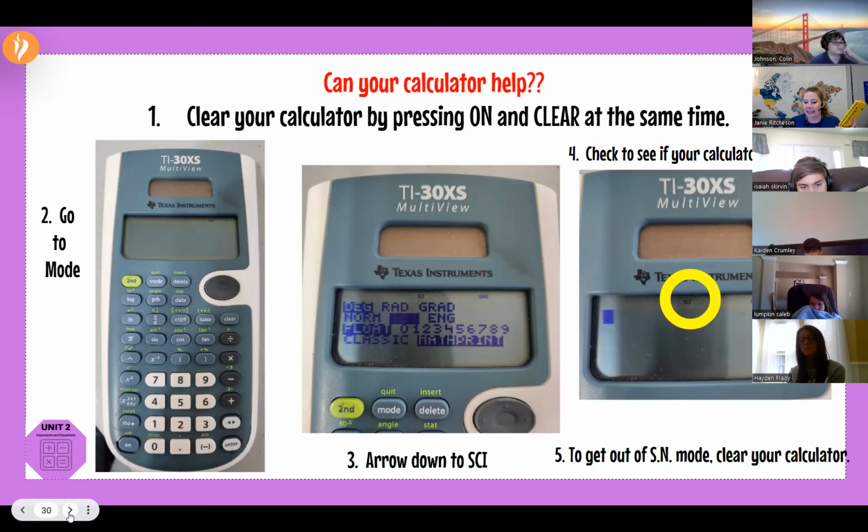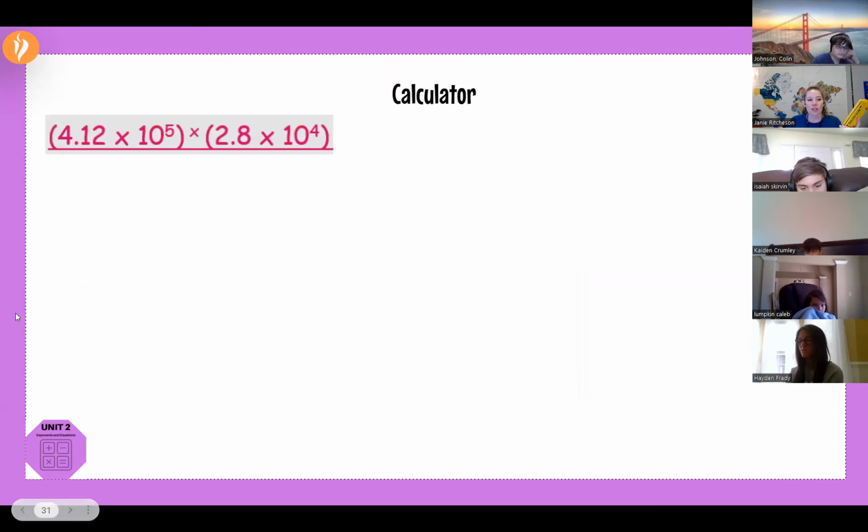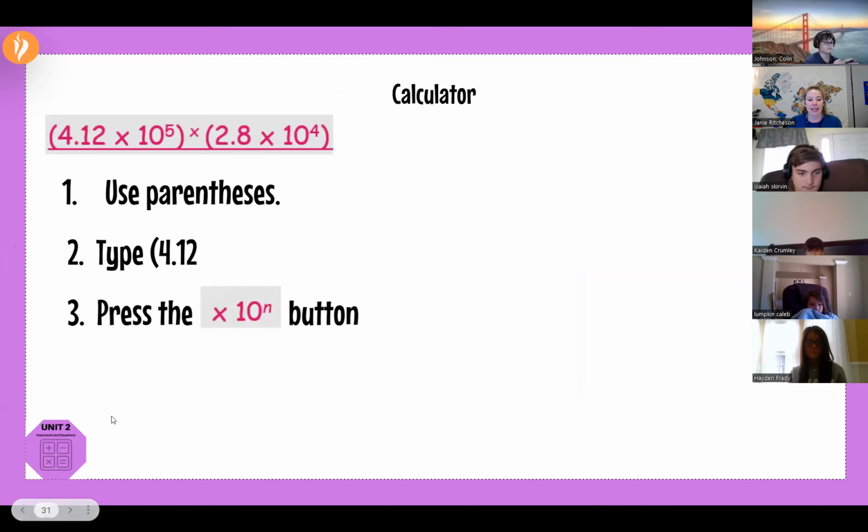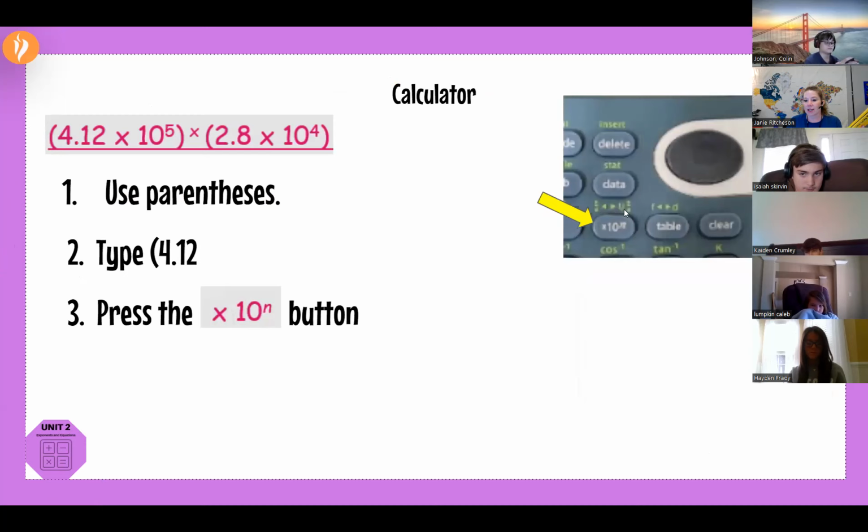All right, so let's practice. Like I said, to get it out of scientific notation mode, then you're just going to clear your calculator again by hitting on and clear at the same time. All right, so we're going to practice this problem on the screen. Every single time we put these in, you must use the parentheses. Okay, so everyone, let's use our parentheses, and then I want you to type 4.12. Don't get ahead of me, please. Stay with me. After you hit 4.12, you're going to press the button that says times 10 to the nth power, and it's right here on your calculator.